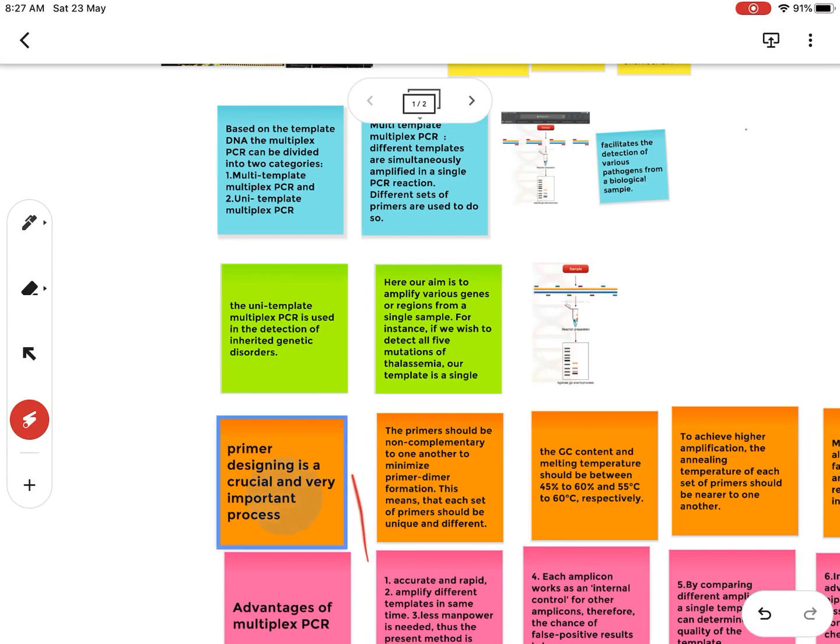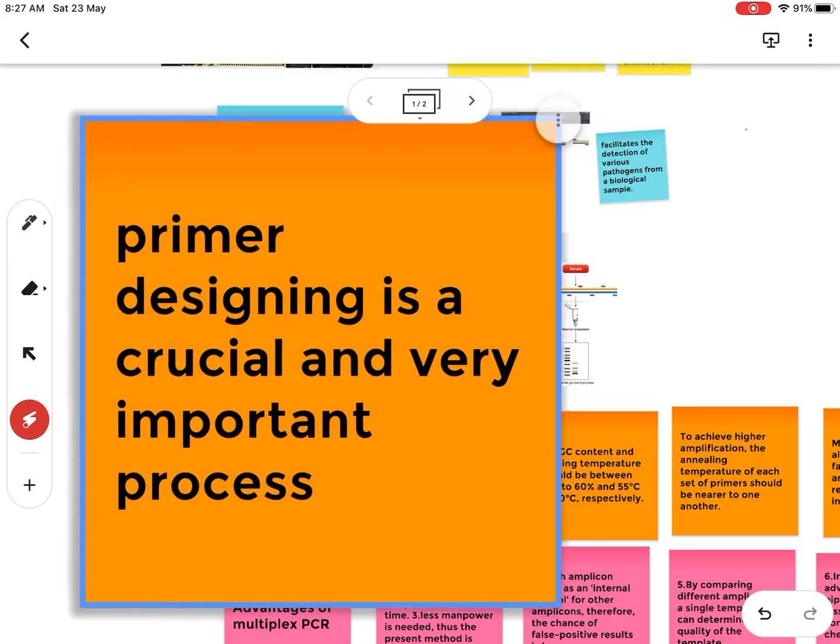Okay, now let's move on to the next topic. Since in polymerase chain reaction of this type we use different primers simultaneously, primer designing is a very crucial and very important process in multiplex PCR, because since we are using different types of primers, we have to take care that these primers should not form primer dimers. They should not combine with each other.